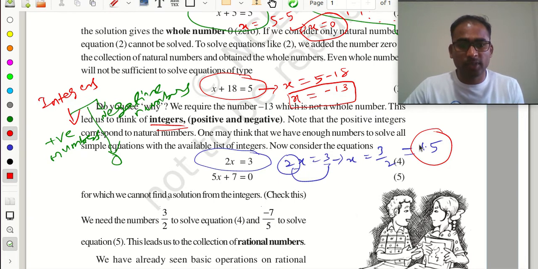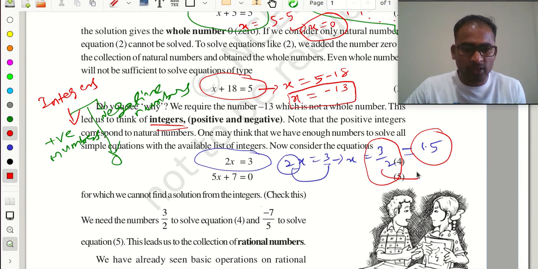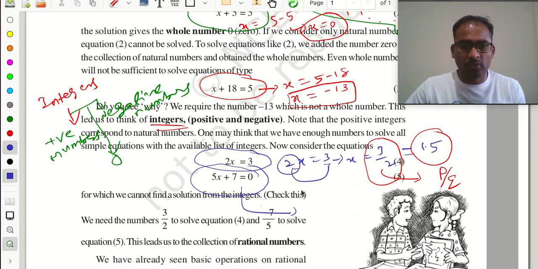Okay, this is in the decimal now. Before that we had 3 by 2, in the form of p upon q. So this is in the fractional form only, no? Suppose we have another equation, 5x plus 7 is equal to 0. If I find the value of x, what is it? 5x is equal to minus 7, and x is equal to minus 7 upon 5.